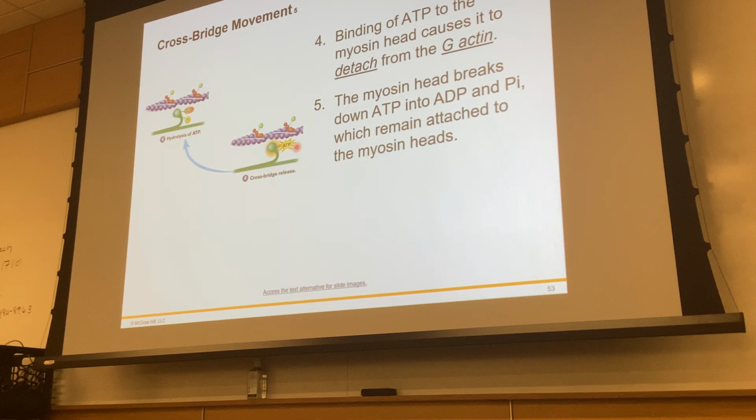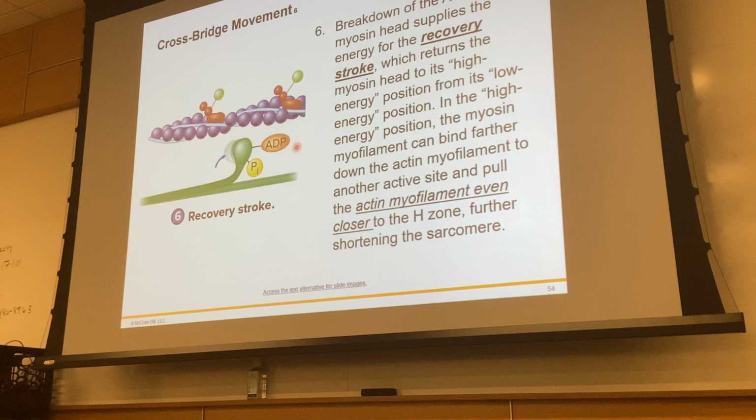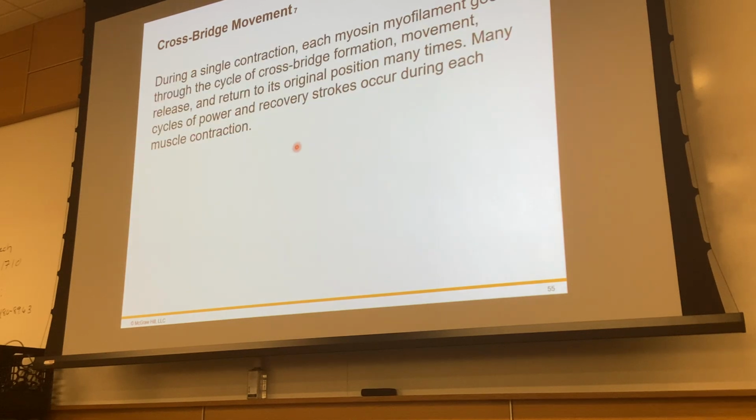And so that detachment, with the return of the head, is ready for another power stroke. So that's a single cross bridge movement. Right? That recovery stroke is the end of this movement. Once the recovery stroke happens, then it's ready to pull again. So during a single muscle contraction, you can have the same myosin head pull multiple times, and there are many, many thousands of myosin heads. So it's not like we're talking about one myosin head pulling 52 times.